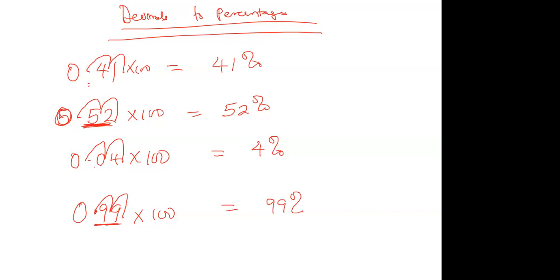So just this one is the easiest out of all of them. Decimal to percentages. Just multiply by 100, then you can actually achieve that.